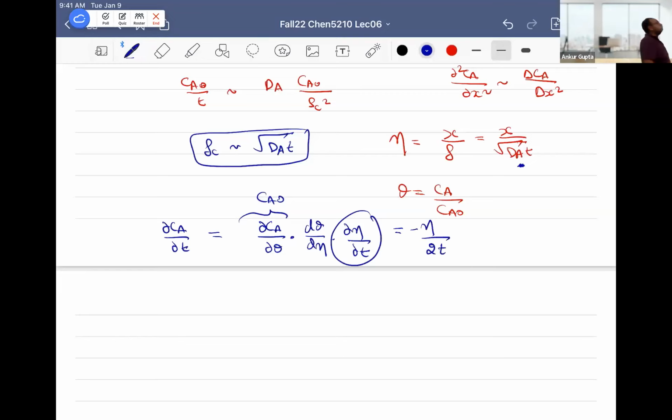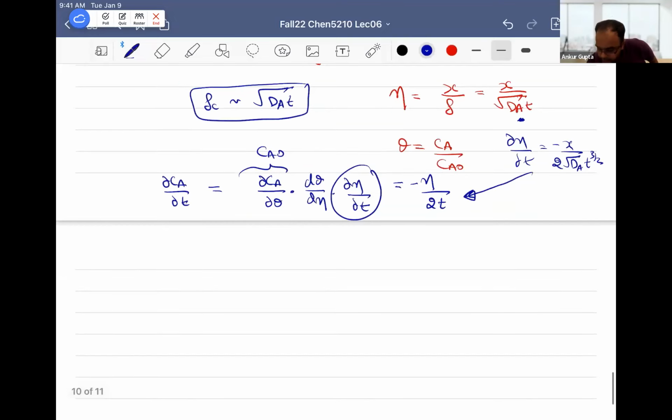Okay. Because you are just decreasing the power of t in the denominator, right? And a minus half comes because of the coefficient. So you can do this more formally: del eta by del t is minus x by 2 root D t cubed. This is the way you would normally do this. But I'm saying you can directly write this if you just practice a little bit. It makes your life much easier. So if you do this trick, this becomes CA naught d theta by d eta into minus eta by 2t. Okay. So we are just running out of time.